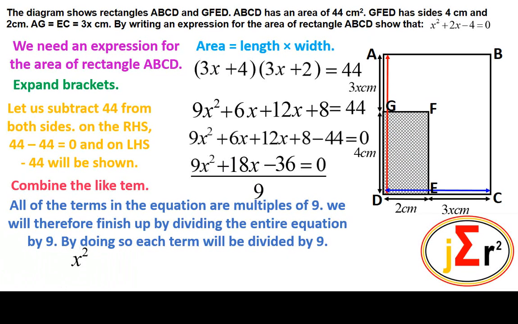What will happen next? 18 is the next one to be divided by 9. No problem seeing that 9 into 18 will be 2 times. 18x divided by 9 will be 2x. And your favorite, negative 36, you will divide that by 9. And that will result in negative 4. But we are not done yet, because we need to divide the entire equation by 9. We will go to the right hand side. All that is there is 0. And we will divide that by 9 also. And the result will be 0.